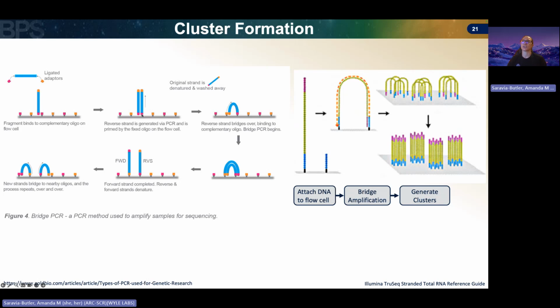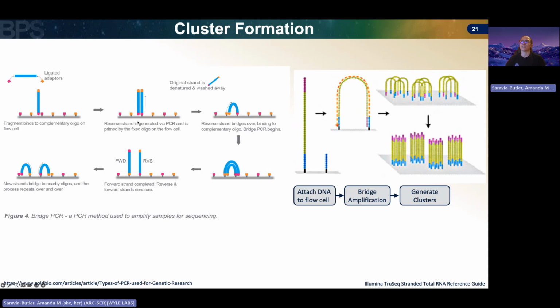And this time that strand is going to be covalently attached to the flow cell, right? So strongly attached, this copy is. And once we have that copy made that's nice and tightly attached to the flow cell, your original library is going to get washed away. You don't need it anymore.